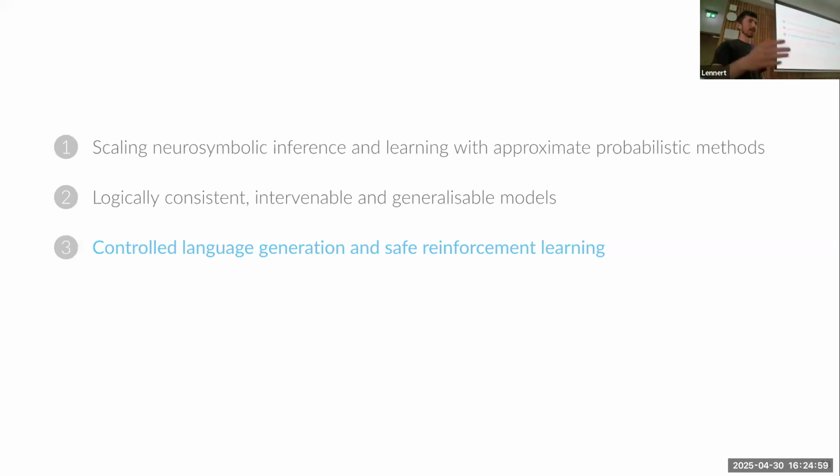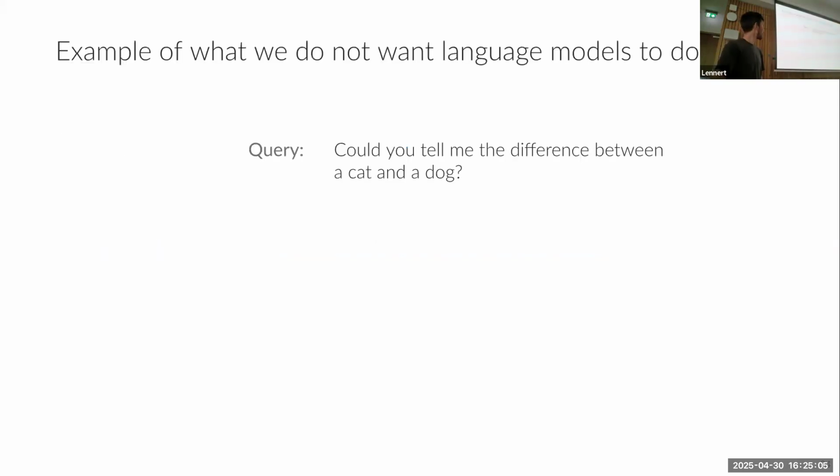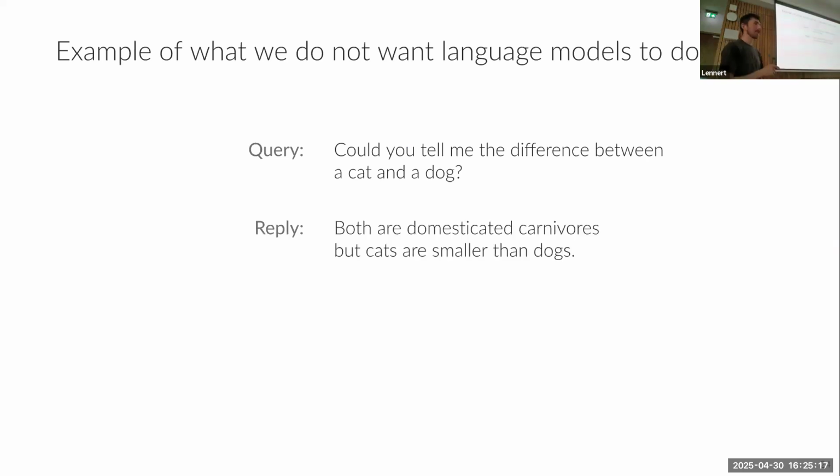Okay, and then finally, a bit of an outlook, seeing what NESIMMs can do for language generation and safe reinforcement learning. Starting with an example of what we want an LLM not to do. Let's say I was bored, so I can ask the LLM, what is the difference between a cat and a dog? And the answer it gave me was, both are domesticated carnivores, but cats are smaller than dogs. Now, you're also all very smart people. You can come up with a counterexample to this, namely: silly LLM, you're obviously forgetting about the chihuahuas. They are smaller than cats.